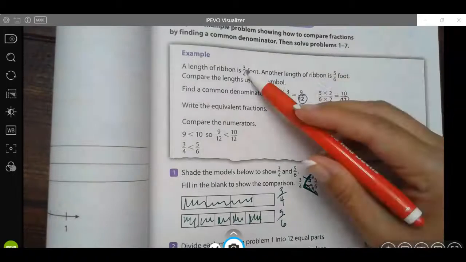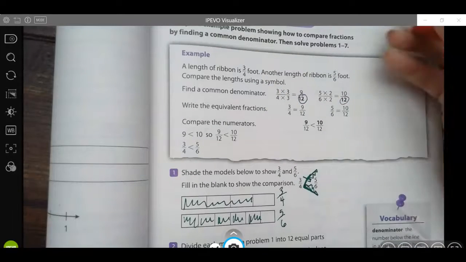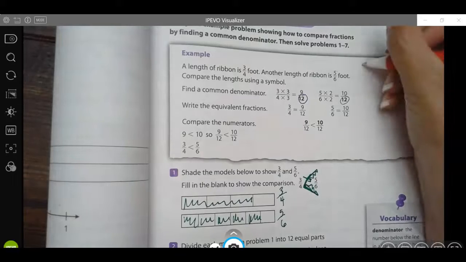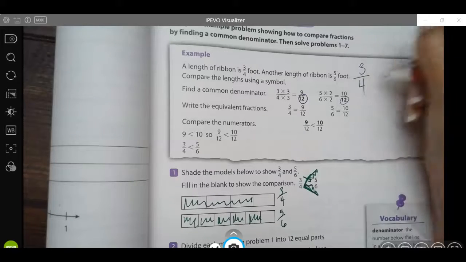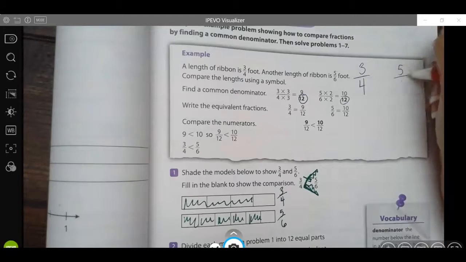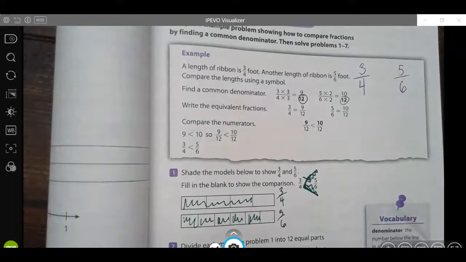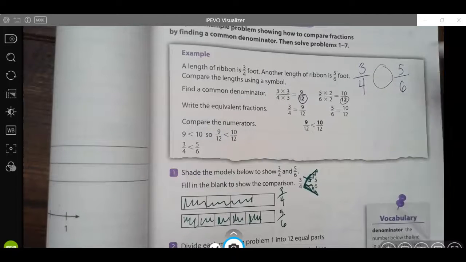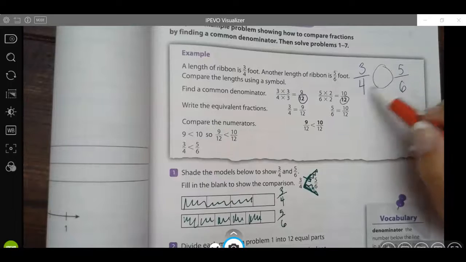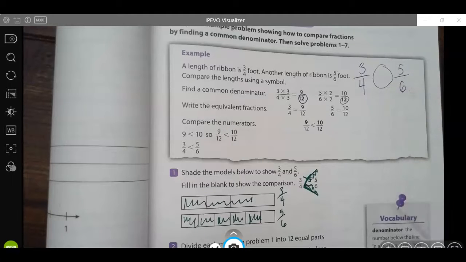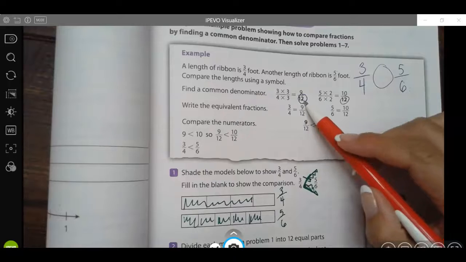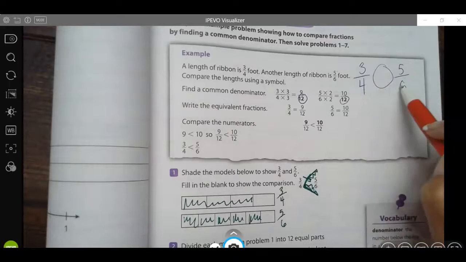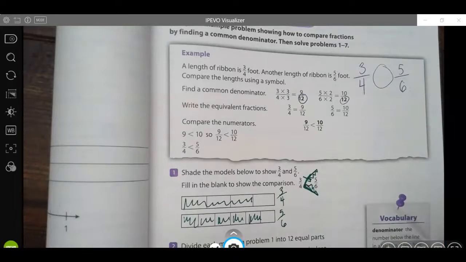So they had 3/4 and 5/6. So I'm going to rework the problem over here. So 3/4 and 5/6. These are two different fractions and we need to compare them. So what you need to do is make these have the same number on the bottom, or the same denominator. So this says that 12 is the multiple that both of these numbers have in common.